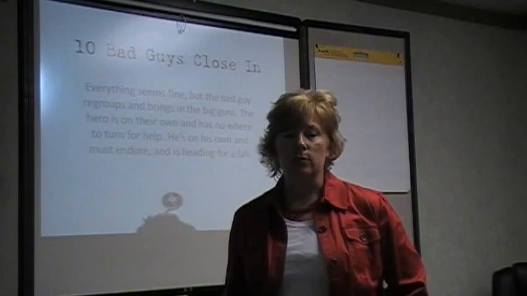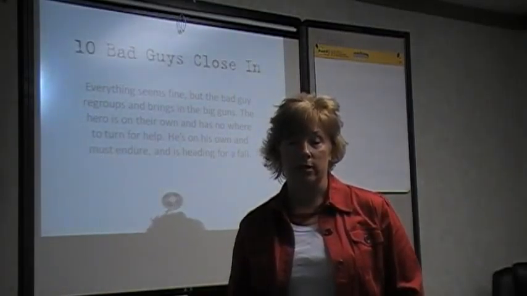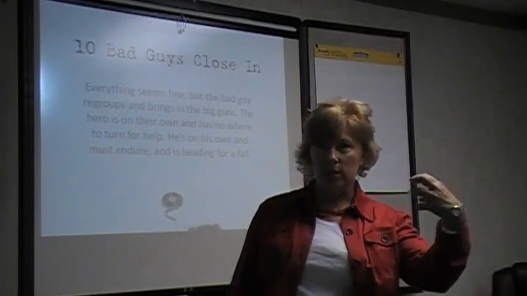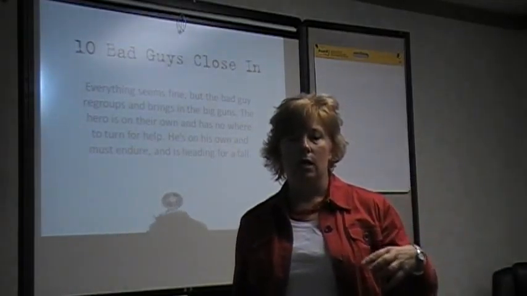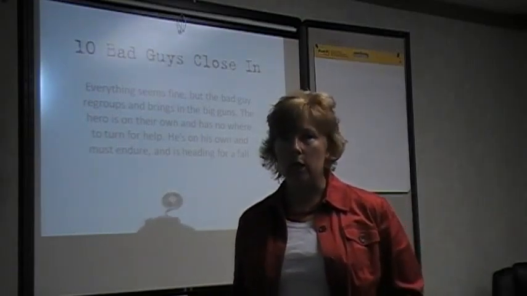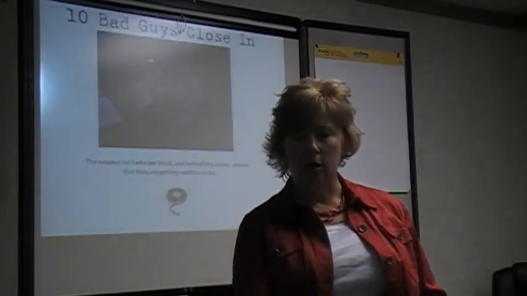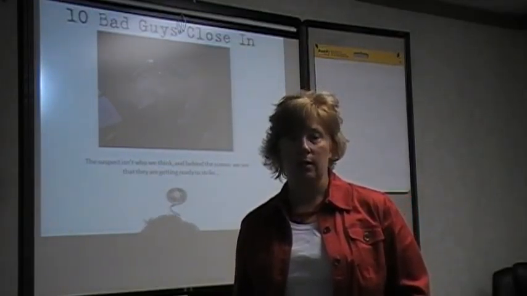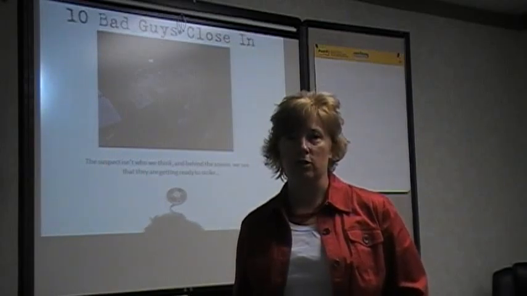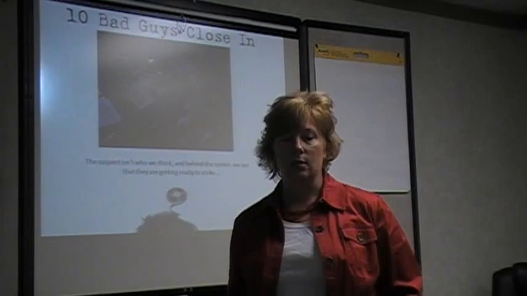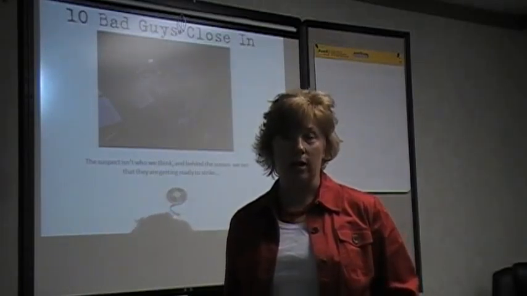Number 10 is the bad guys close in. Everything seems just fine, but behind the scenes, the bad guys are moving in. The hero is now on their own. They have nobody to turn to, and we know that he's heading for a fall. And in Miss Congeniality, the suspect isn't who we think. It's not Grace's friend Cheryl, but it's actually a member of the pageant itself. And behind the scenes, we see that she's getting ready to strike.